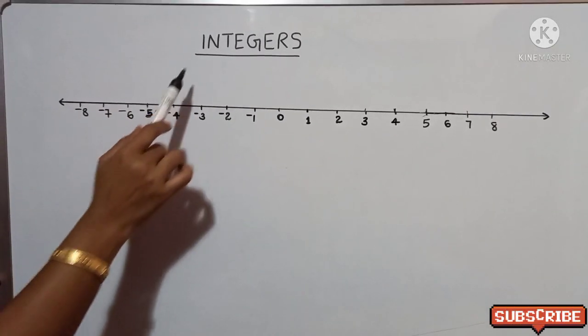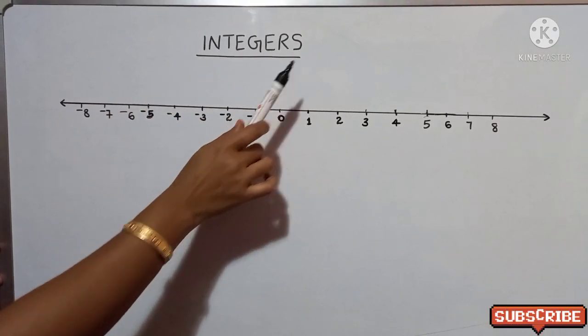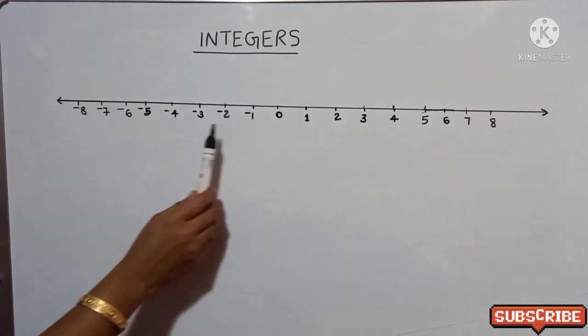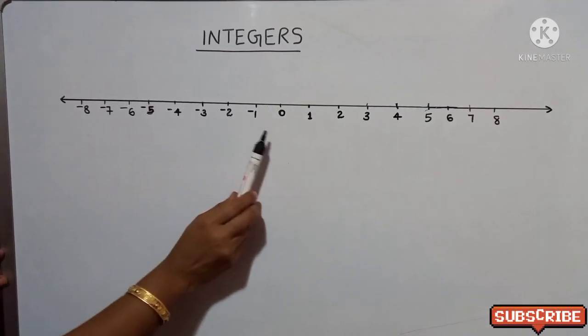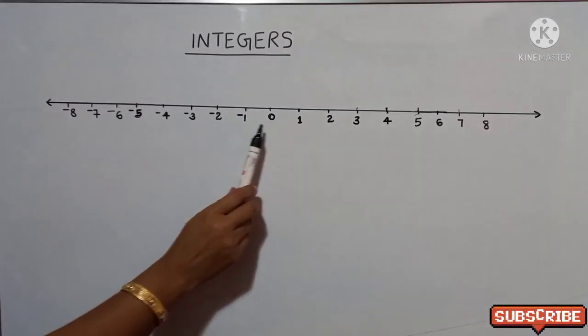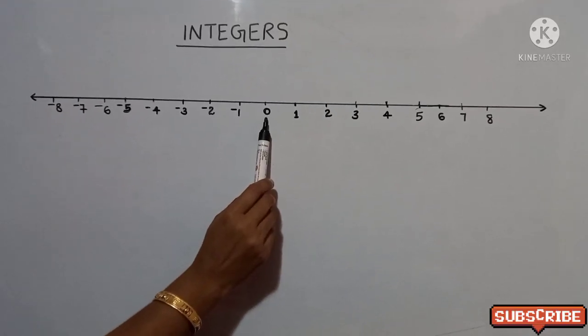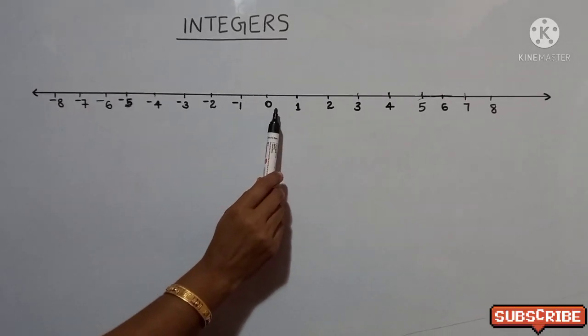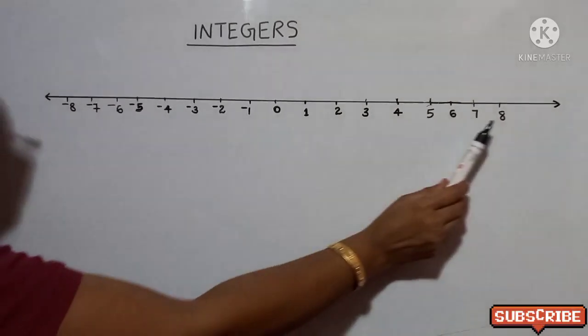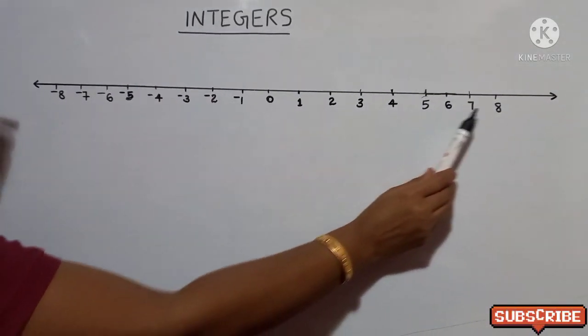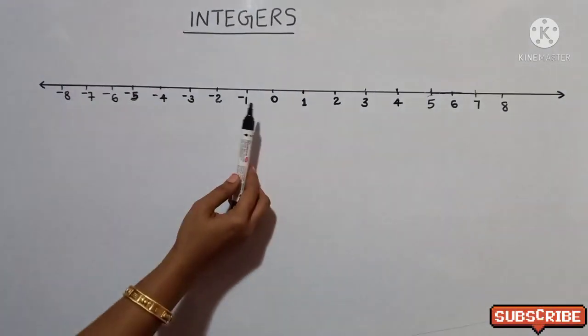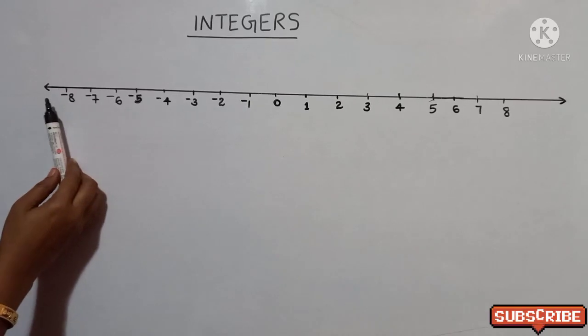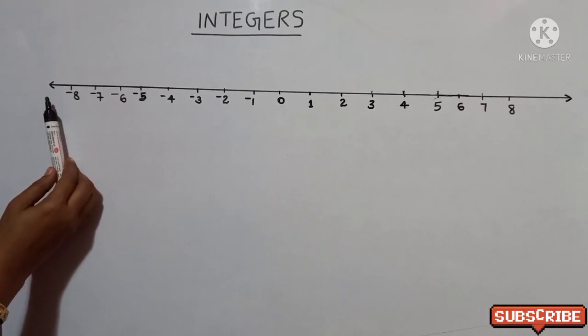Welcome children. Let us discuss integers. Here you can see a number line, just observe this number line. Zero is in the middle. If we are moving towards the right of that 0, the value of the number is increasing. If we are moving towards the left of that 0, the value of the number is decreasing.